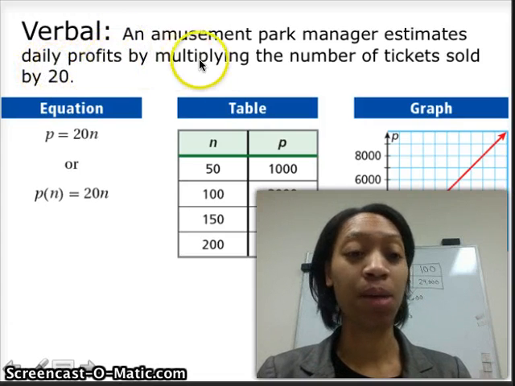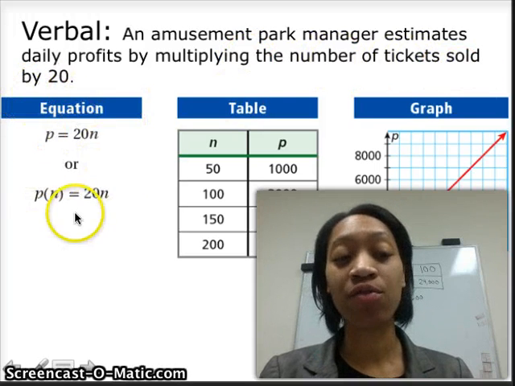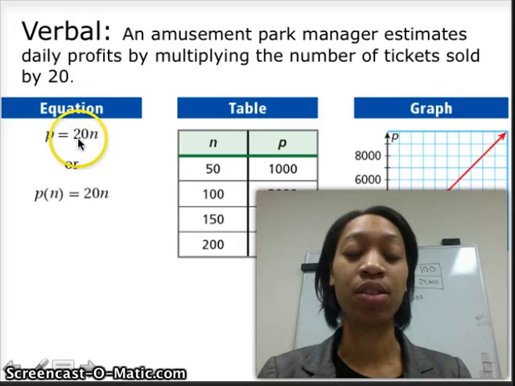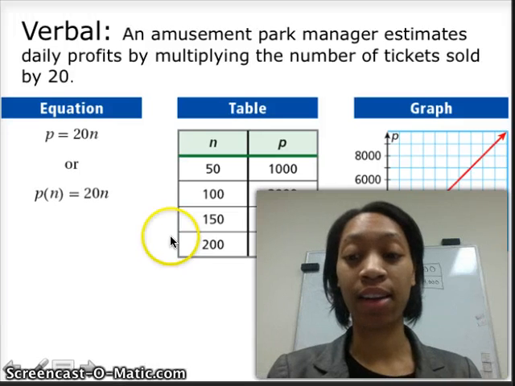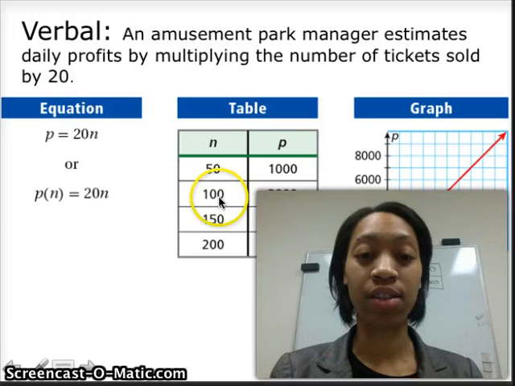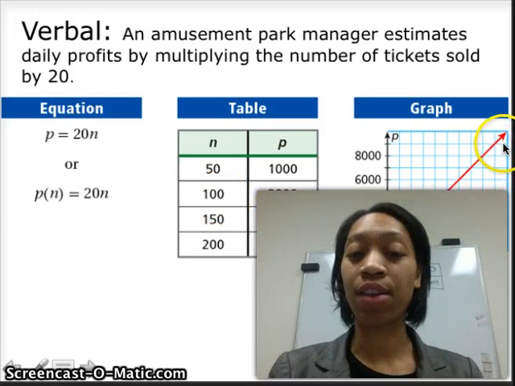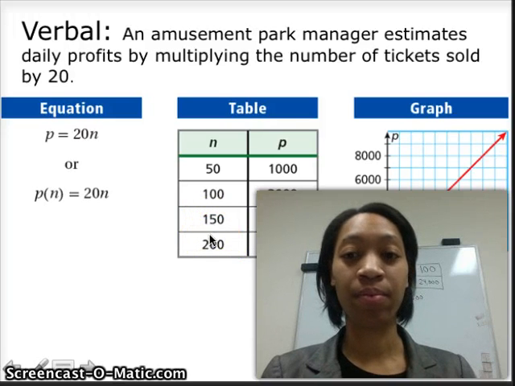So an example here, verbally, an amusement park manager estimates daily profits by multiplying the number of tickets sold by 20. We can make an equation for that by saying that the profits equals 20 times the number of tickets. We can also make a table for the data that shows how much profit they would make from each number of tickets sold, or we can also graph this. So the same data can be represented in different ways.